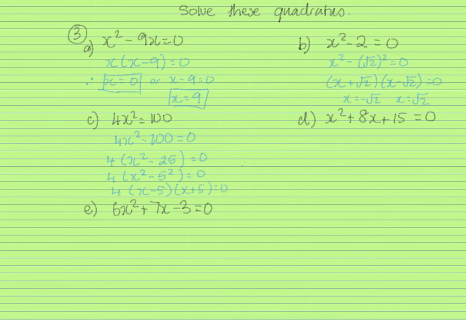Now to solve, each of those brackets gets put equal to 0. So x will be 5 and x will be negative 5. And the 4 is ignored in this instance.